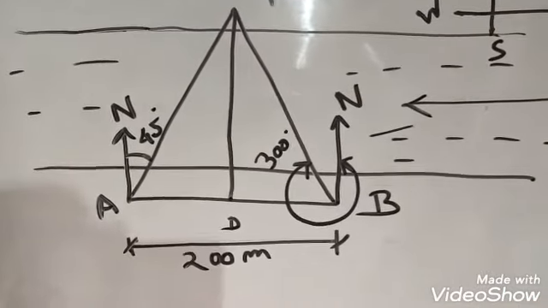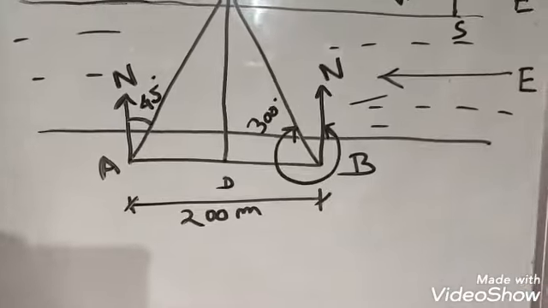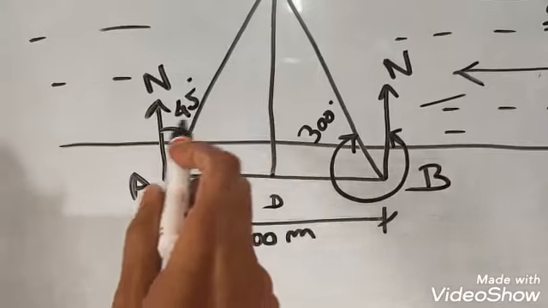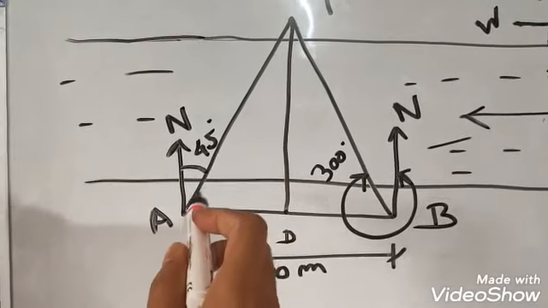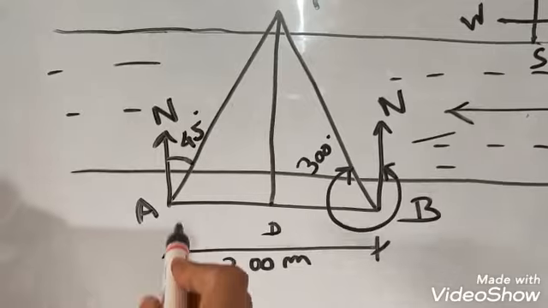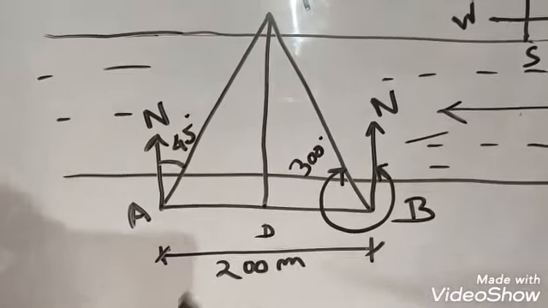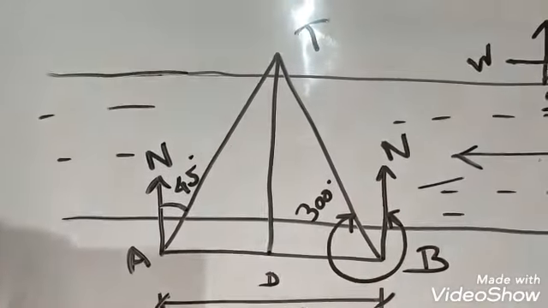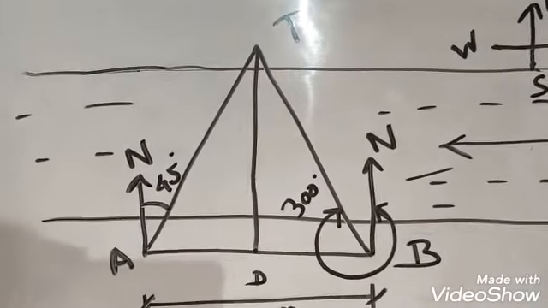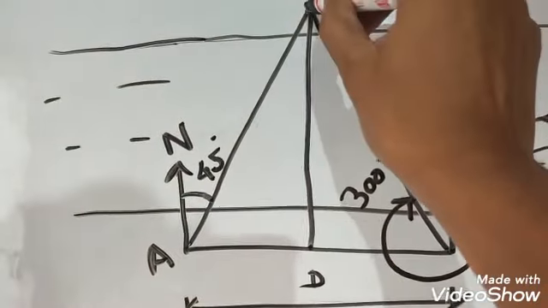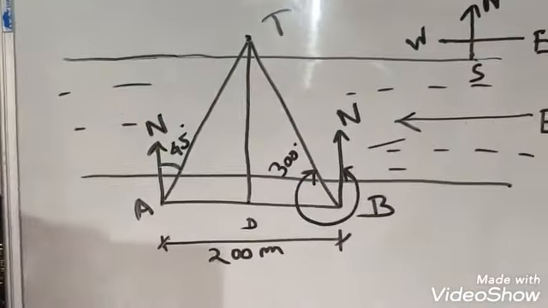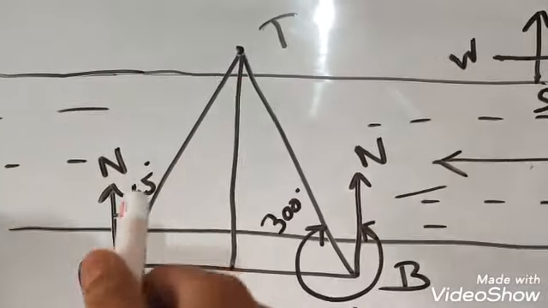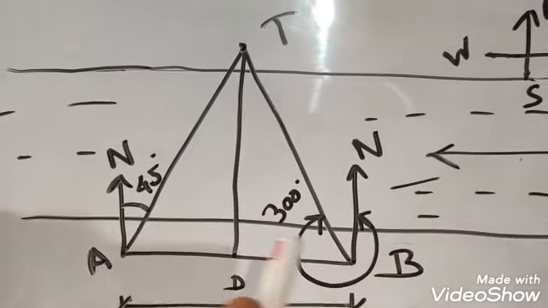Now on one bank of the river there are 2 points. You can see this is the bank. There are 2 points A and B, and the distance between the points is 200 meters. And there is a tower on the other bank of the river. This is the tower T. And the bearings of the tower from A and B are 45 degrees and 300 degrees.